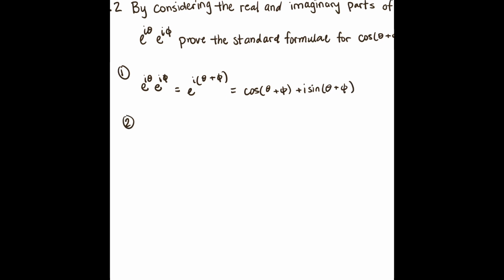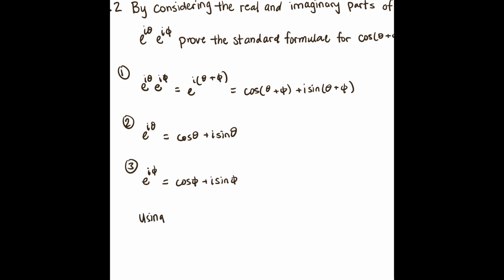And then I'm also going to write, using Euler's formula, e to the i theta as cosine theta plus i sine theta, and then e to the i phi as cosine phi plus i sine phi.